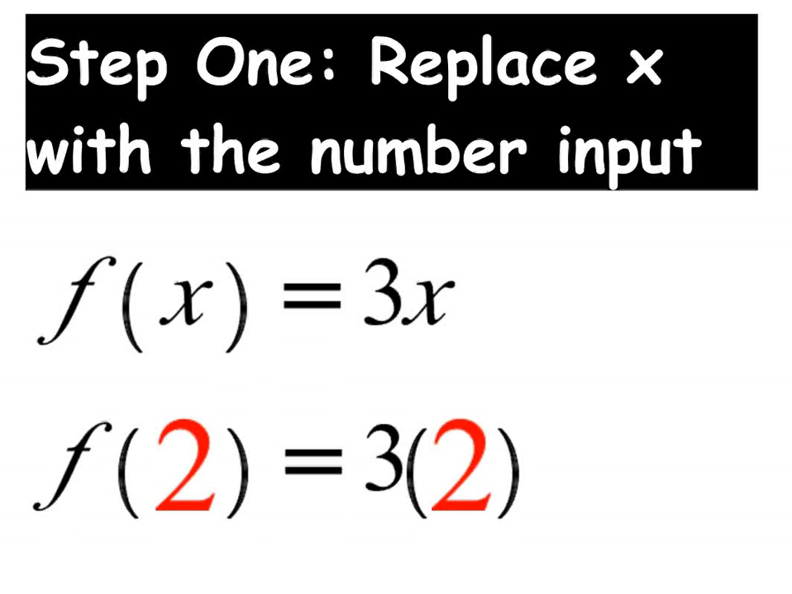That's exactly what step 1 is. Okay, it says replace x with the number input. So every time there's an x, we're just going to replace it with 2. And that way we can figure out what f of 2 is. We normally put that on the left. What we're trying to figure out is what we put on the right.